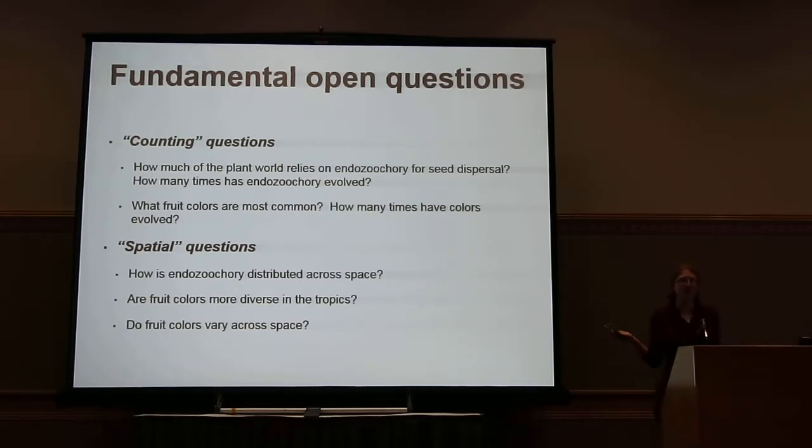We also don't know very classic natural history questions, like, are fruit colors more diverse in the tropics? People think that might be true in a lot of other groups, and in flowers as well, so also in plants, but in different parts of the plant. And yet we just don't know about that for fruit colors. And we also don't really have a good description of how fruit colors vary across space. That's a lot of what I've been working on and am working on, so we're getting there, but we don't have a ton of information about these spatial patterns.